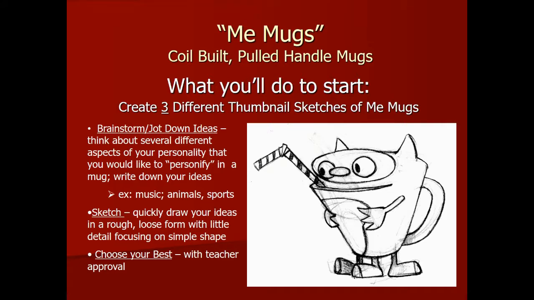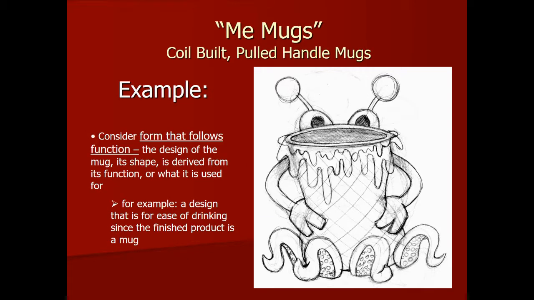In this sketch of mine, I thought I'd have a little lid on the top of my mug that you could remove when adding your drink, and a small circle opening at the monster's mouth to insert a straw. So again, form follows function. The design of the mug, its shape, is derived from its function, or what it's used for. So as you're sketching, remember this. Where you place your handles should not only be an important part of the design, but it should also be comfortable to use. Where you place any extra details should also be considered as well.